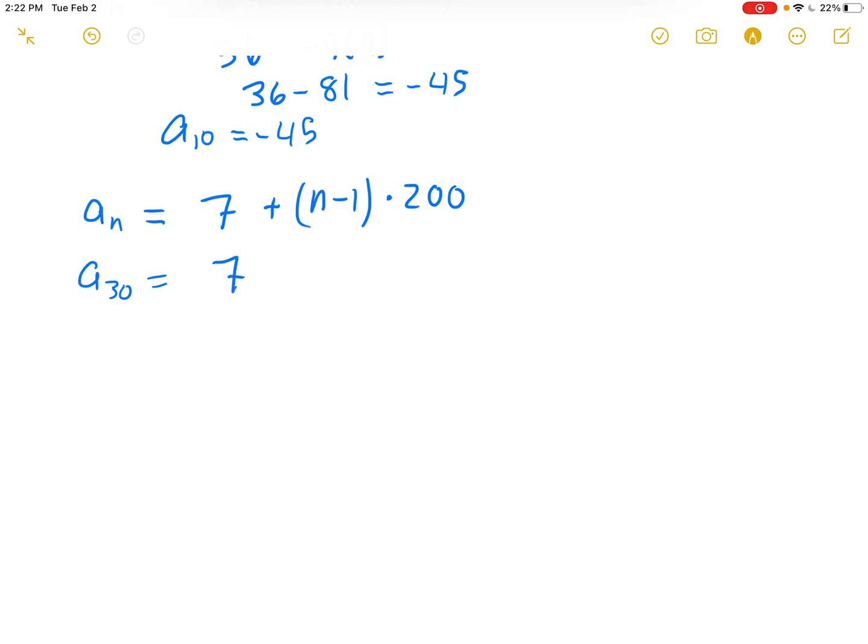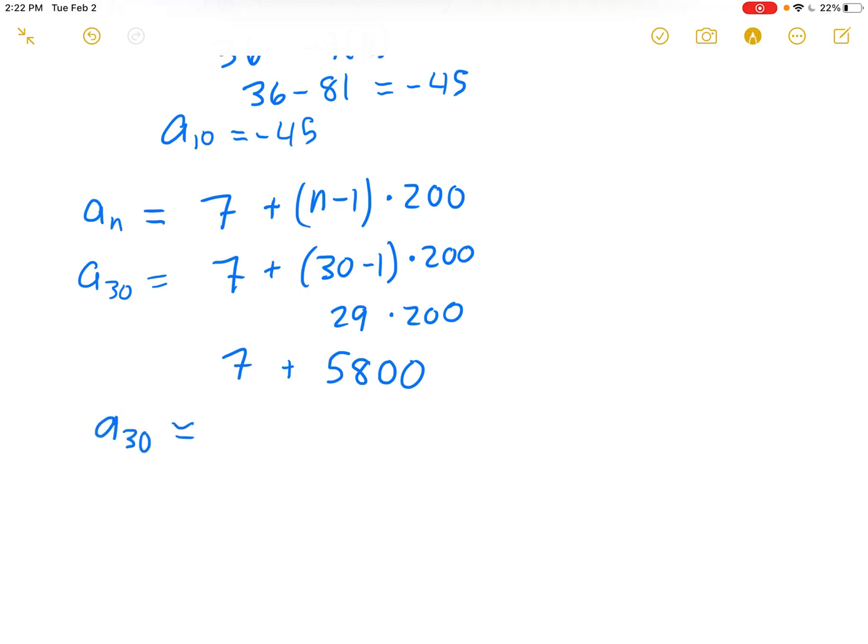So we'd get 7 plus 30 minus 1 times 200. 30 minus 1 is 29 times 200. We've got to do the multiplication before the addition, according to the order of operations, which will give us 5,800. And our final answer will be 5,800 plus 7, giving us A of 30 is equal to 5,807. As always, let me know if you have additional questions.